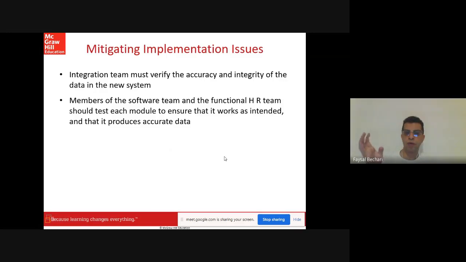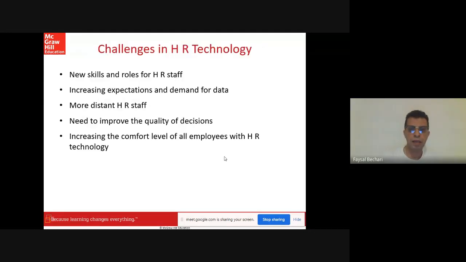Members of the software team and the functional HR team should test the module to ensure that it works as intended and processes accurately. So how do they test? On signing the contract, they set up the functional agreement and business agreement, then do the work accordingly, test it and see whether it's working or not. The challenge in HR technology is the new skills and roles for HR staff that you need to look at. And we spoke about the challenges earlier also.